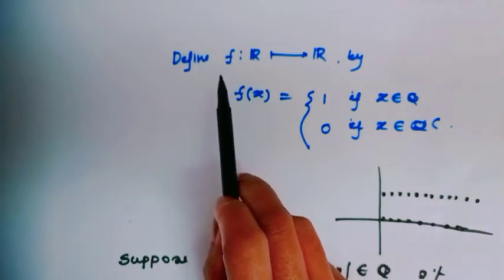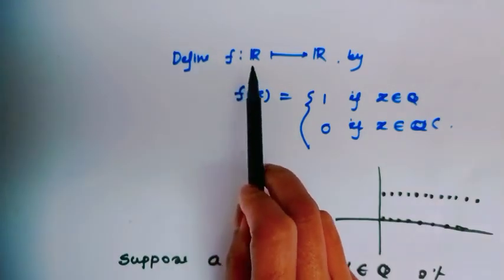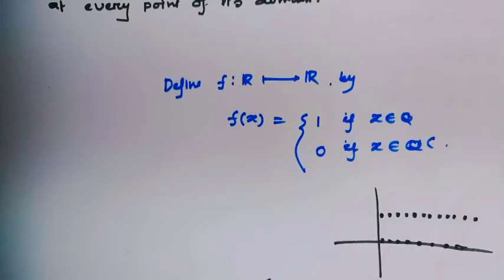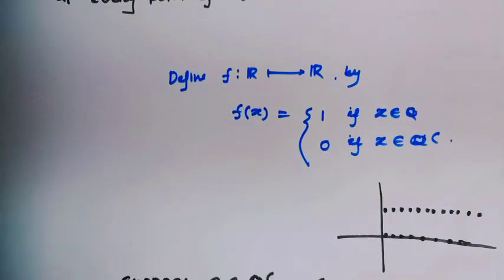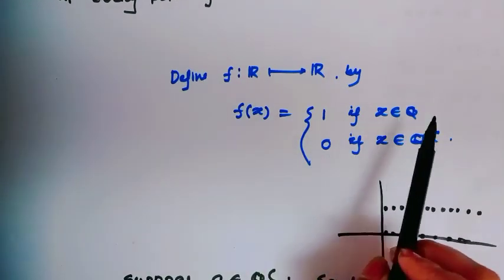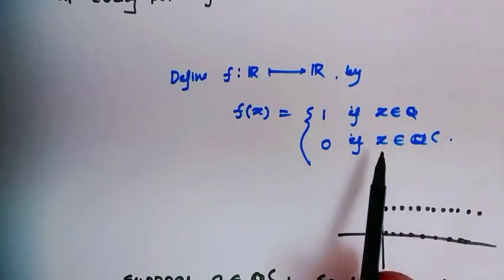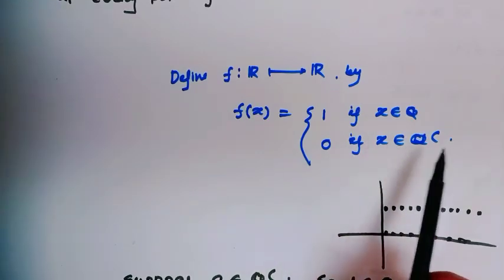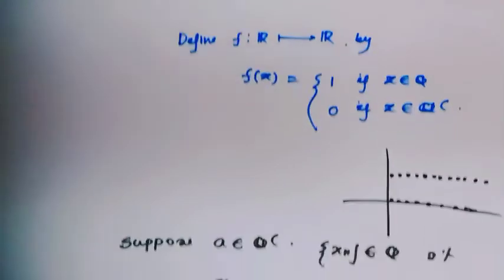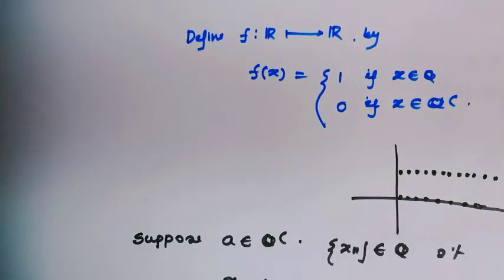Okay? Well. Now let's see one function which is discontinuous on the whole real line. Define a function f from R to R by f of x equal to 1 if x belongs to rational and f of x equal to 0 when x belongs to irrational. And this is the graph of the function.